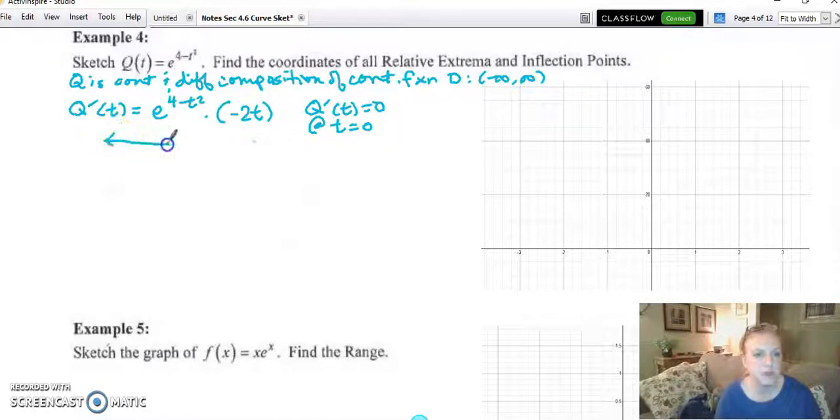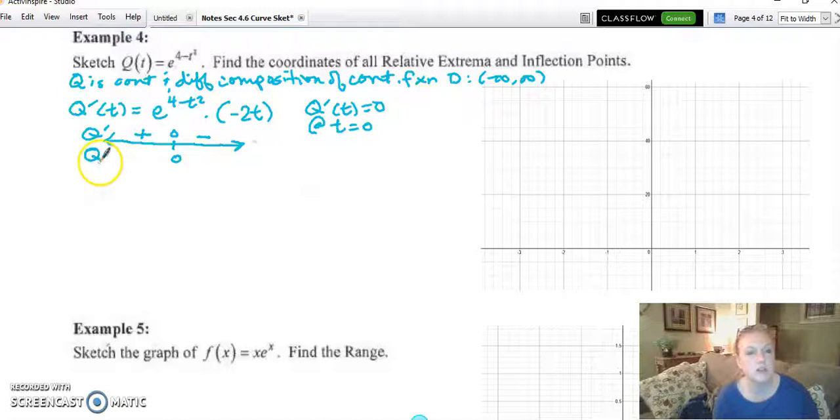We can do a real quick sign chart for this one. Fairly straightforward. So we put in our 0. E to any power is always going to be a positive number. So the only thing you have to worry about is the negative 2t, which is a decreasing line. So we know that it's going to be plus, 0, and minus for our q prime, which tells us that our function q is going to be increasing and then decreasing.